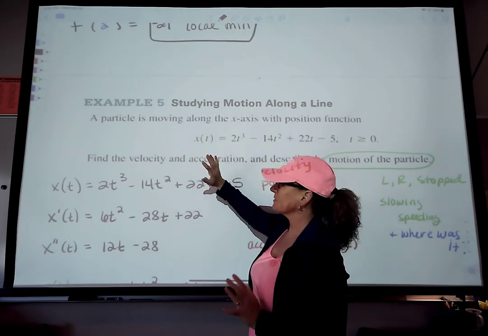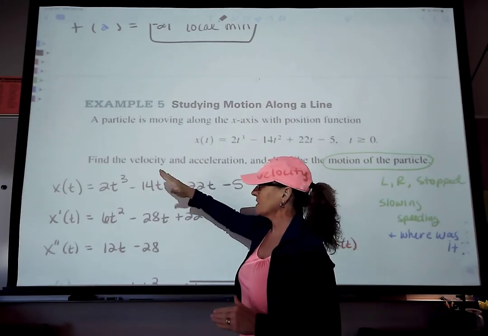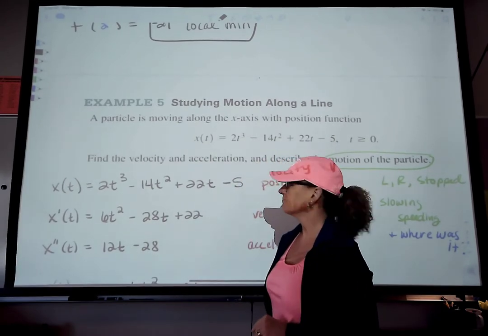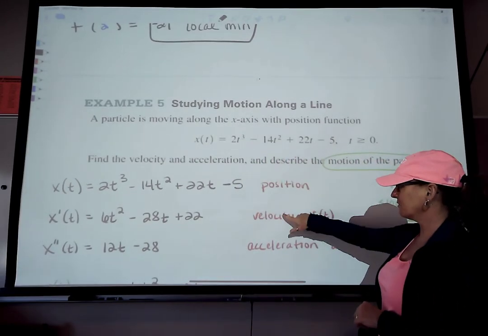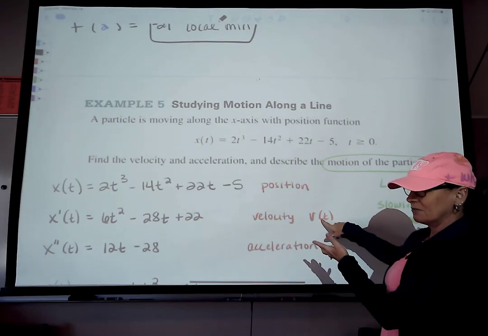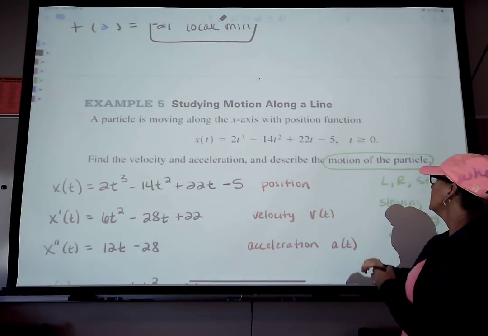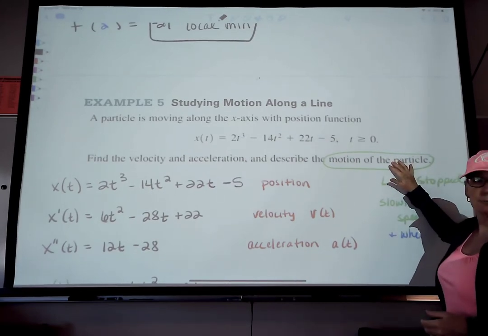Well, the first part's totally easy. Here's position, here's velocity, here's acceleration. Position, velocity, I also kind of called it v of t, and acceleration a of t. Okay, those were easy. And then it says describe the motion of the particle.